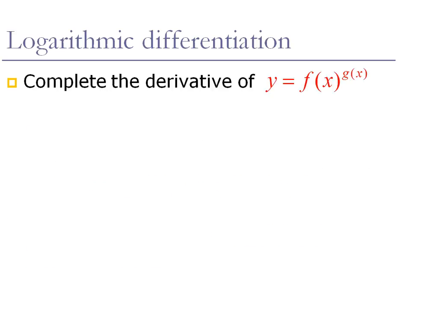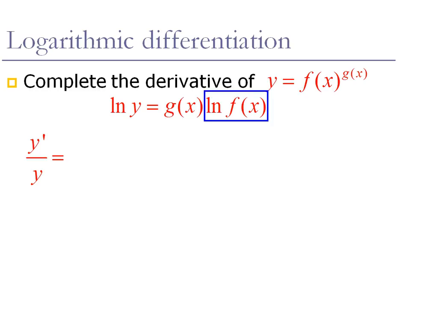So let's complete this derivative of y equal f of x to the power g of x. All right, so what we said is we're going to apply the logarithm. This brings us to a point where we know that ln y is equal to g of x times ln of f of x. And now what we need to do is apply the product rule and the chain rule. So on the left hand side, we apply the chain rule. And so that gives us the derivative of ln y is 1 over y times the derivative of the inside, which is y prime, gives us y prime over y.